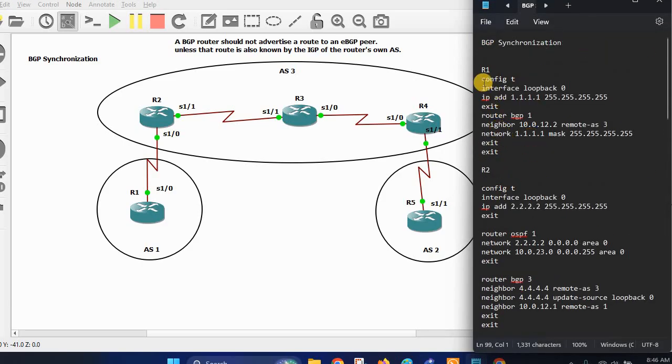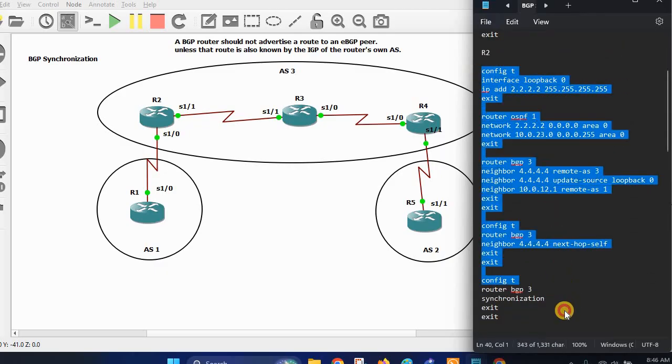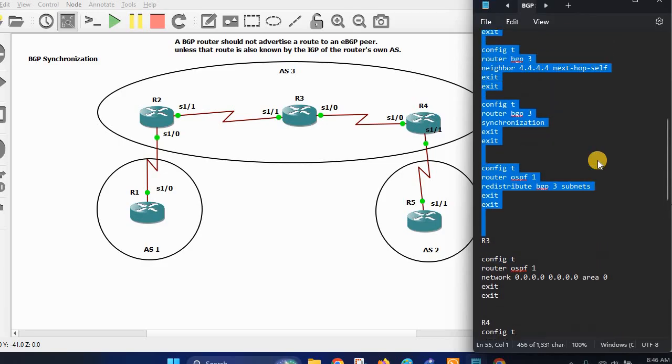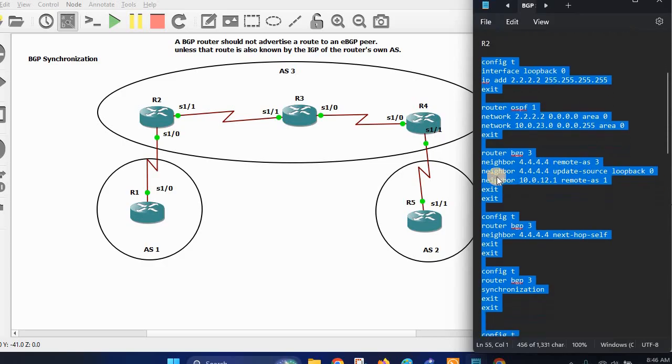Simple thing. First we configure router 1 with only the eBGP neighbor configuration and advertise the loopback. After that we configure R2. This is the configuration of R2. We configure the loopback because R1, R2 and R4 use loopback interfaces for reachability of the IBGP neighbor. After that we configure OSPF and advertise the directly connected networks. After that we configure BGP. R4 is the IBGP neighbor using the loopback interface, and R1 is the eBGP neighbor.